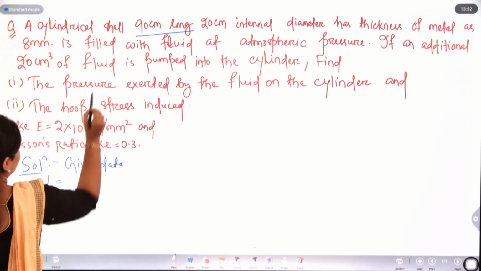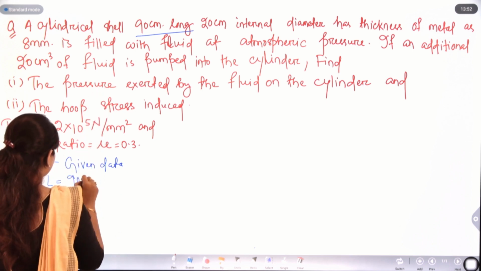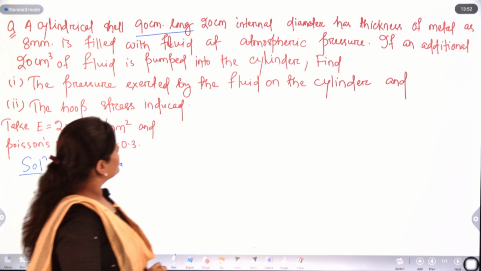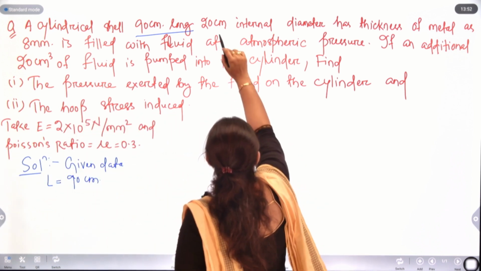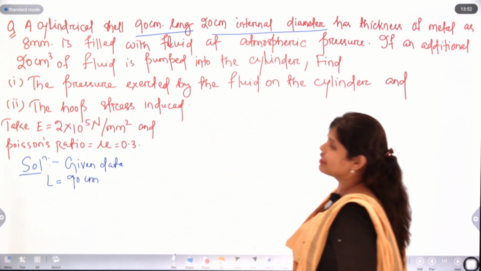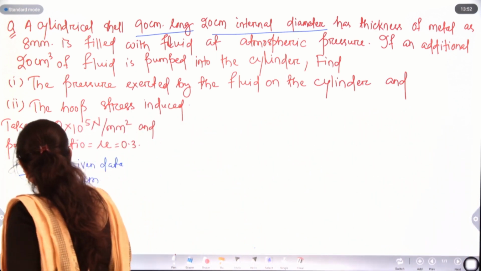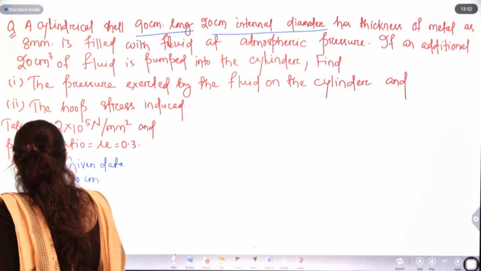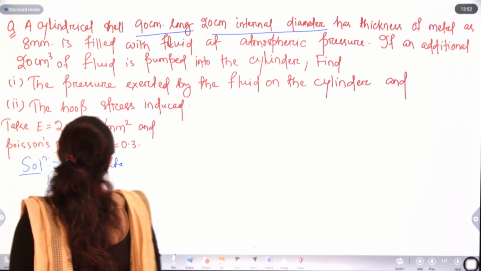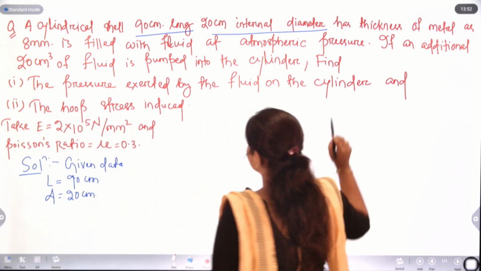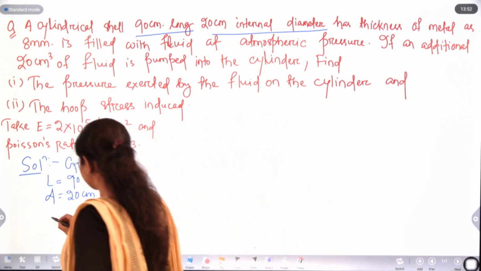Data: L is our what? 90 centimeter. Next, what is given? 20 centimeter internal diameter. That means the internal diameter, that is D, equals 20 centimeter. Okay. So, next also thickness is given, that is 8 mm.